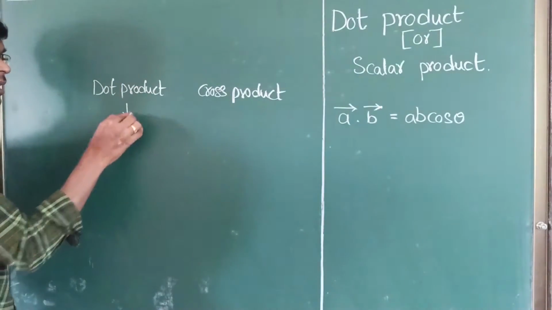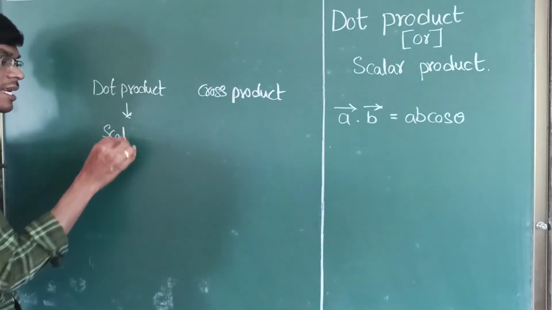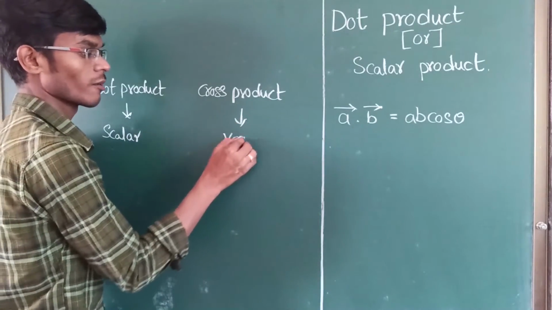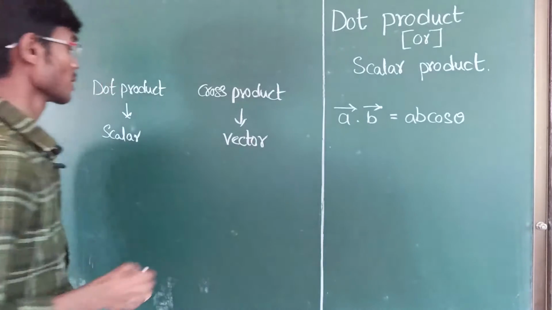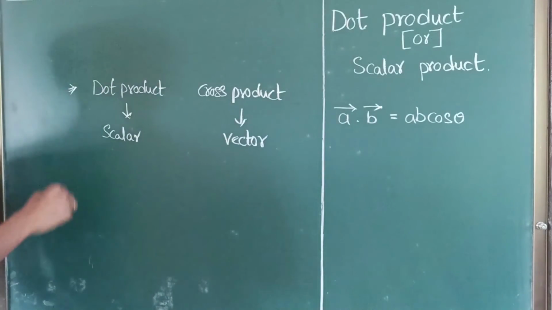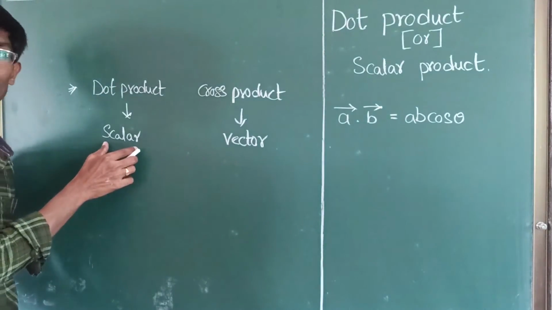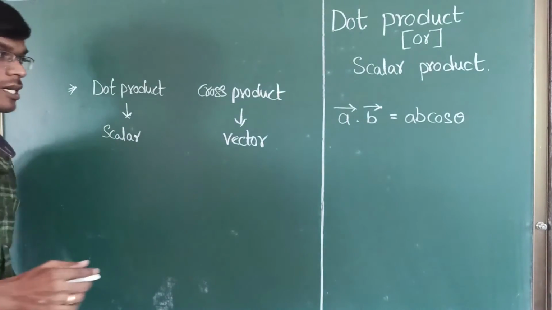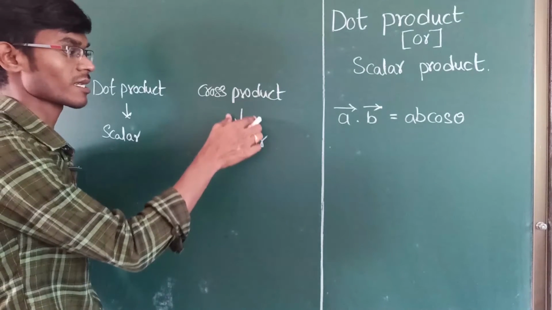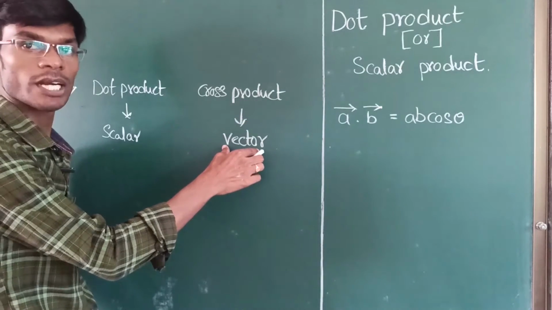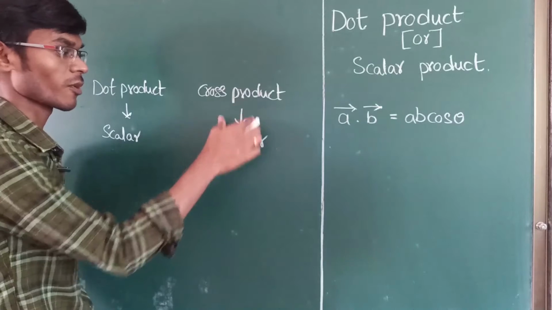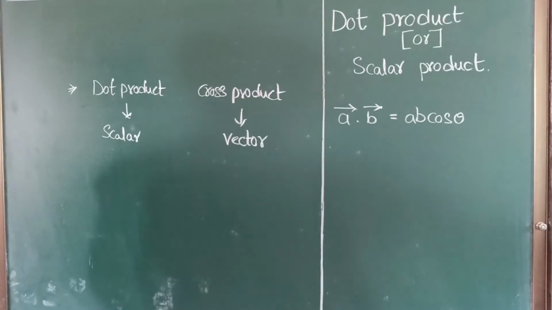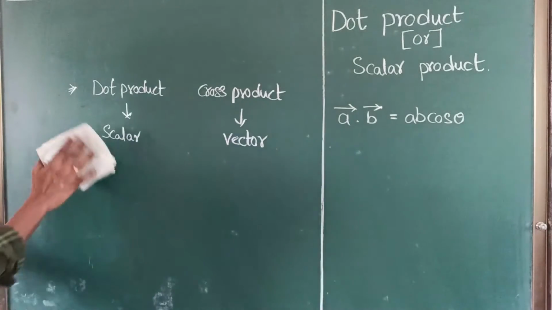Here, the dot product can be called a scalar product and the cross product can be called a vector product. Meaning, if the product of two vectors gives us a scalar, then we will call it a dot product or scalar product. If the product of two vectors leaves a vector quantity, then we will call it a cross product or vector product. Specifically, today we are going to discuss what is dot product.